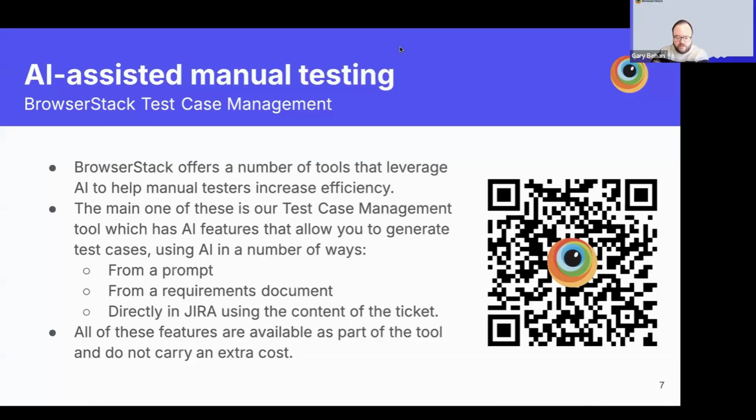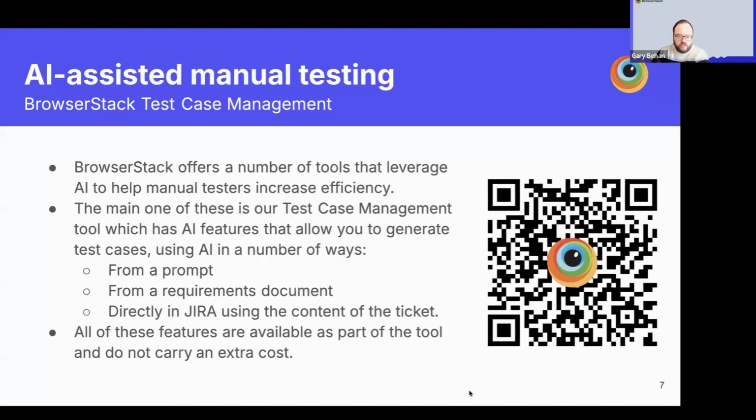So our test case management platform is akin to Zephyr, Qtest, TestRail, all the other competitors in the marketplace. And with our AI features, you can do a lot of things. You can create test cases. You can use the existing test cases that you have to create low-code automation tests, which I'll come to in a moment. You can generate these test cases from a simple prompt, from a requirements document, or using our plugin directly inside Jira, using the content of the Jira ticket itself, which is quite powerful in its own way.